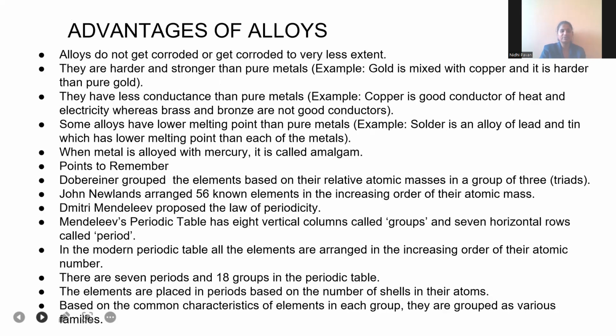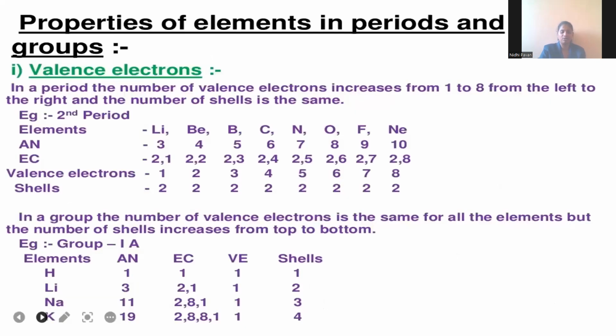Advantages. See how many advantages we have in alloys. They do not get corroded and they are harder and stronger than the metals. They have less conductance than pure metals. Copper is a good conductor of electricity, whereas brass is not a good conductor of electricity. Some alloys have a lower melting point. For example, solder is an alloy of lead which has a lower melting point, which we use to solder or melt wire. When a metal is alloyed with mercury, it is called amalgam. What is amalgam? When any metal is mixed with mercury, it is called amalgam. So this is regarding the advantages of alloys.